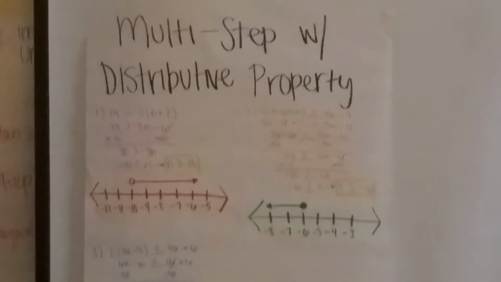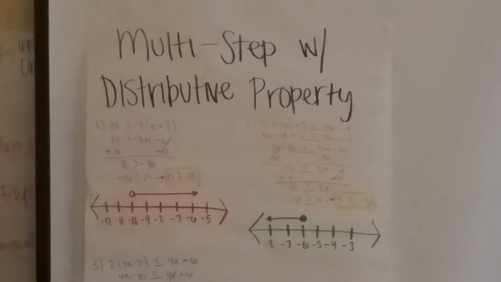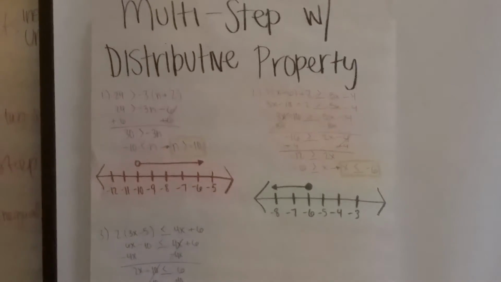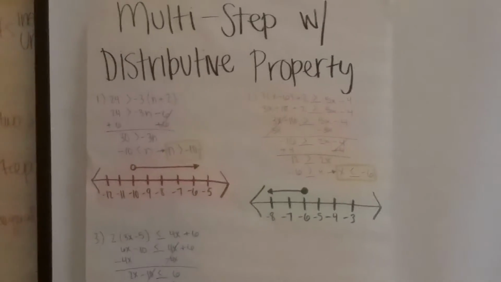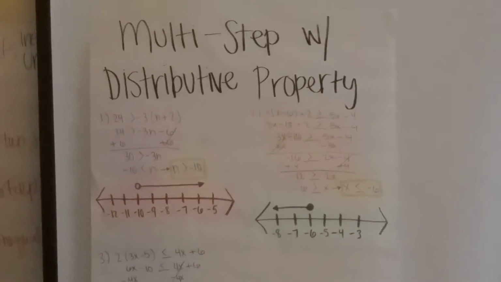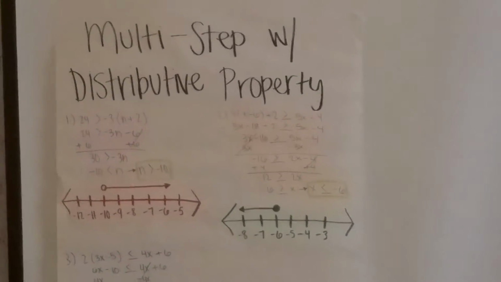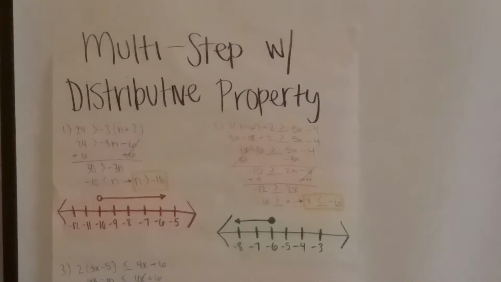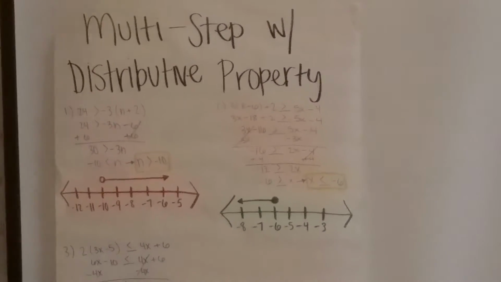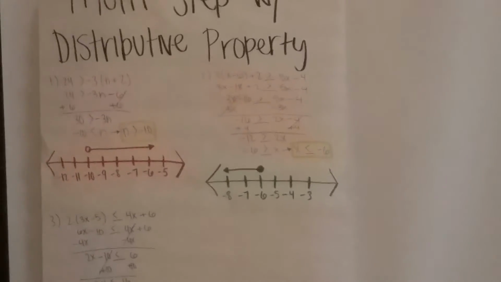Then you're going to subtract 3x from both sides to get negative 16 is greater than or equal to 2x minus 4. You're going to add 4 to both sides to get negative 12 is greater than or equal to 2x. Then you're going to divide both sides by 2 to get negative 6 is greater than or equal to x. Then you have to flip it to get x is less than or equal to negative 6.